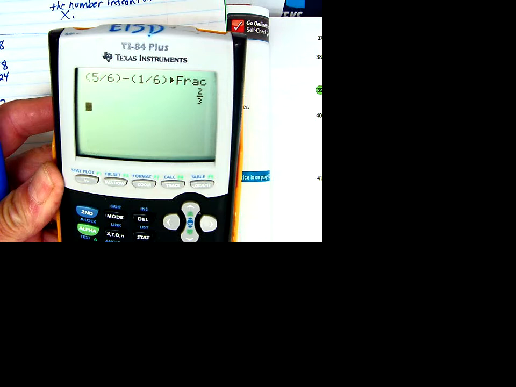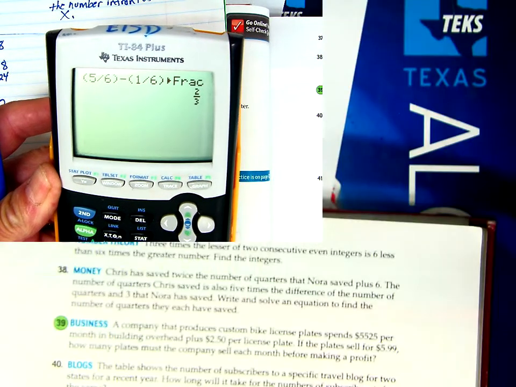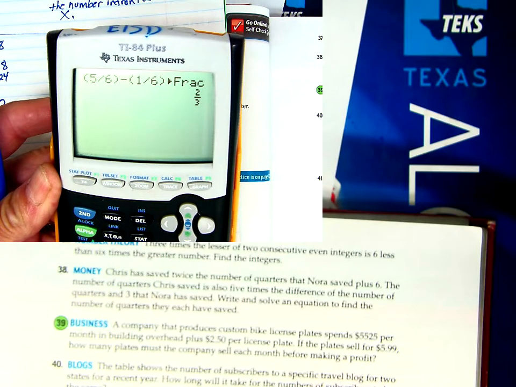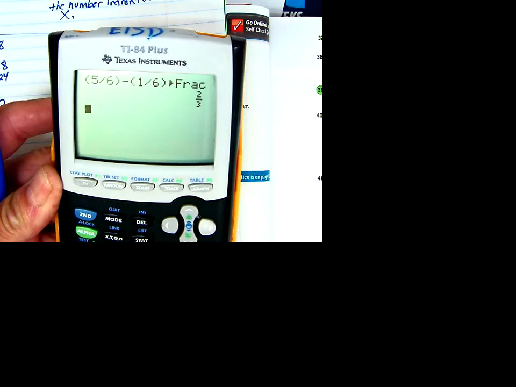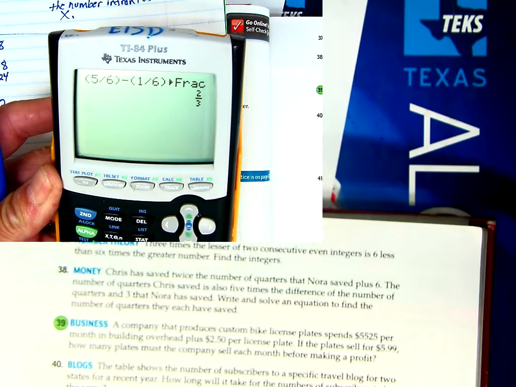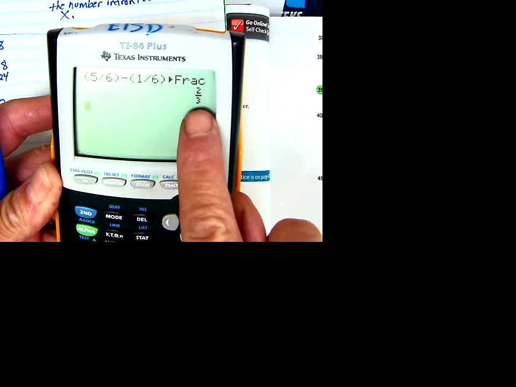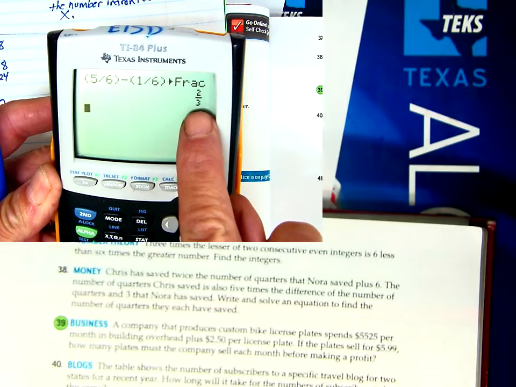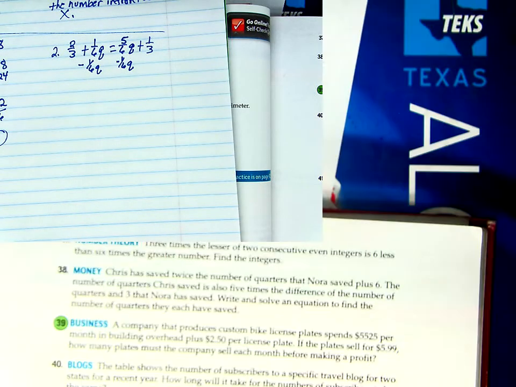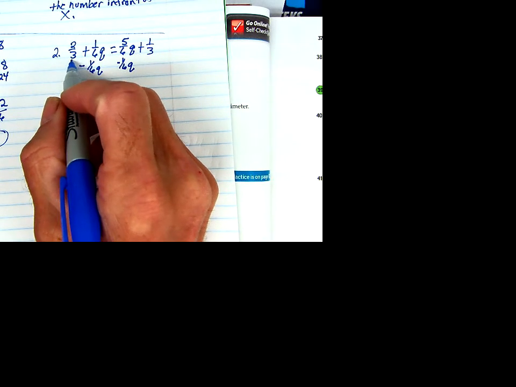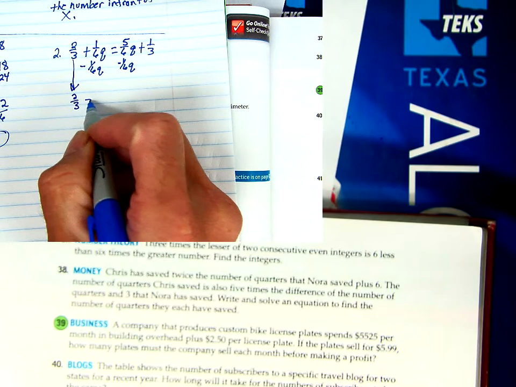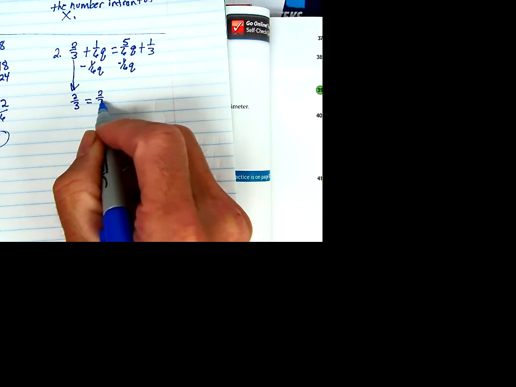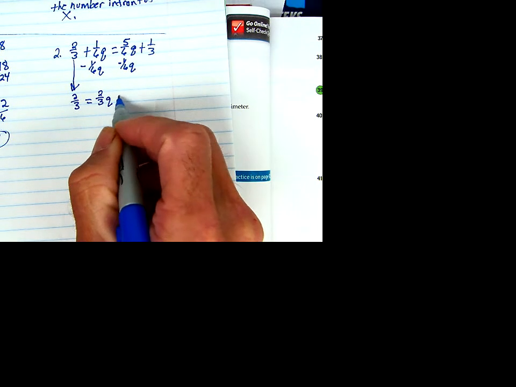So I've got a way to handle fractions. They don't need to be a big deal. This was simple subtraction. It would have been easy to do since we have a common denominator, but then you have to reduce. Here you go, 2 over 3. All right. 2 over 3 equals 2 over 3 q plus 1 over 3.